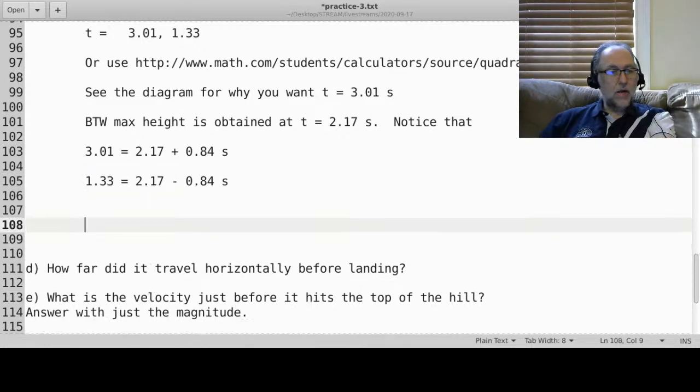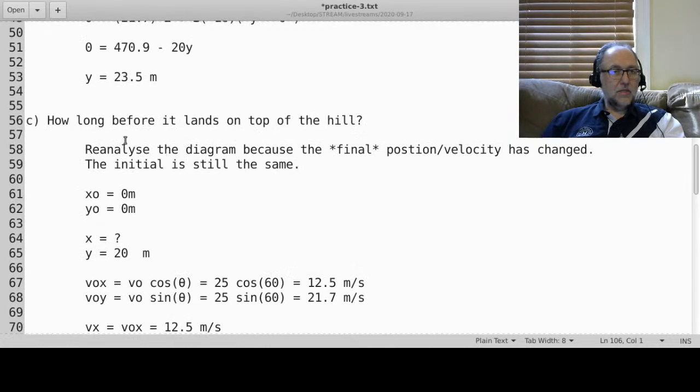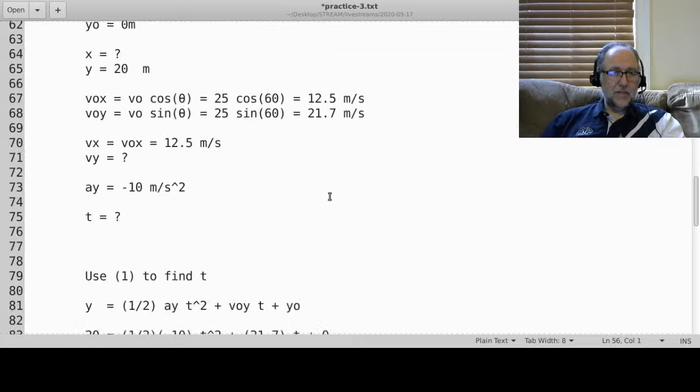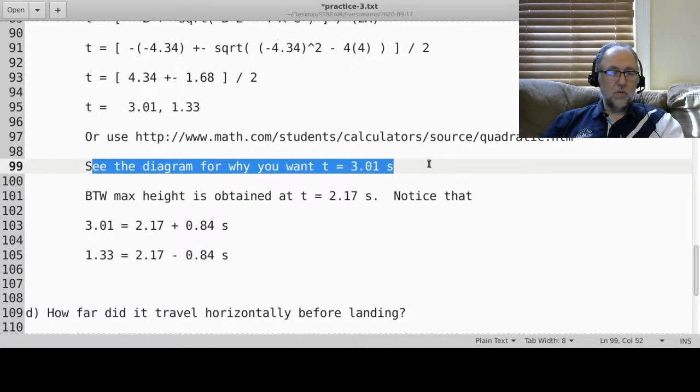Okay, did we answer the question? I mean, I was all over the place. And so let's make sure we answered it. How long before it lands on the top of the hill? The answer is 3.01 seconds.